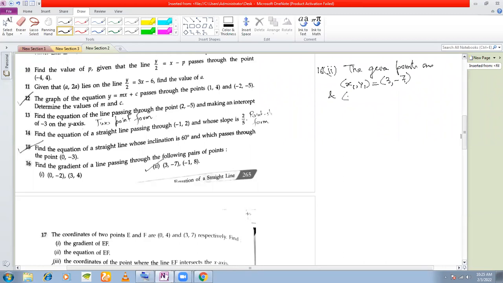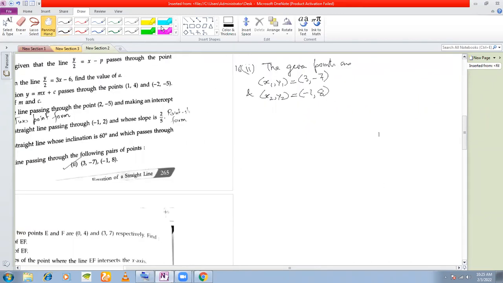And second point, let's consider this to be x2, y2, minus 1, 8. Okay, so you know these 2 points on the line. This is your straight line. And you know this point, let's say 3, minus 7. And you know this point, minus 1, 8. Right?